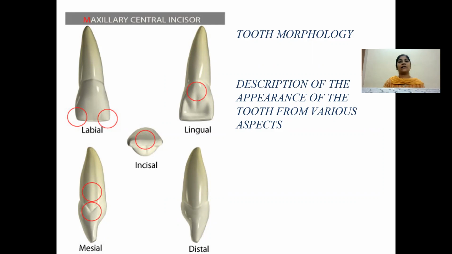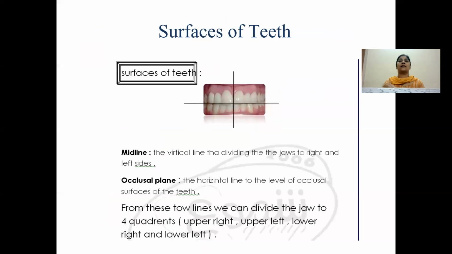The incisal aspect shows the incisal edge highlighted over here. So these are the various aspects of the maxillary central incisor. Before we move on to the description of the tooth, we need to know the surfaces of the teeth.